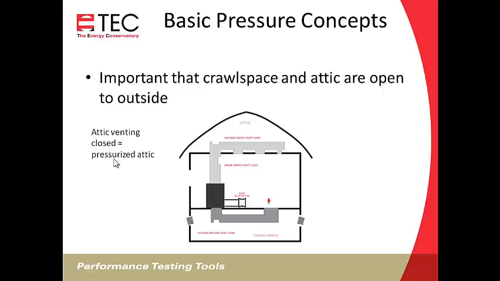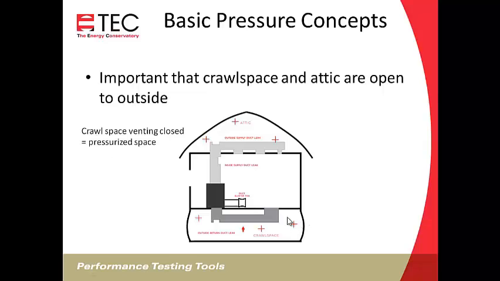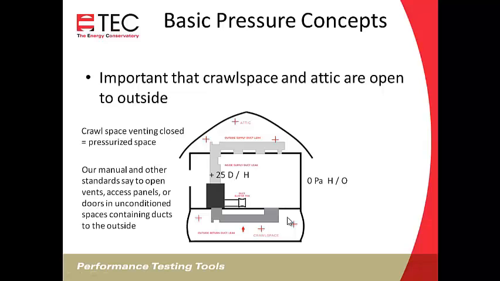If it's not well vented, then during our duct leakage test, we're going to change the pressure in the attic. The attic will become pressurized. And the same with the crawl space. If we've got air going through leaks in the crawl space, it will pressurize the crawl space, and that will affect our readings. Our manual and other standards talk about opening vents, access panels, doors in the unconditioned spaces containing ducts to the outside. So we don't have this issue of pressurizing the space, because if we pressurize the space, then our duct leaks aren't seeing that full 25 pascals of pressure. They'll only be seeing 22 in the attic space in this case, because we're at +3, or 23 in the crawl space because we're at +2 in the crawl space.